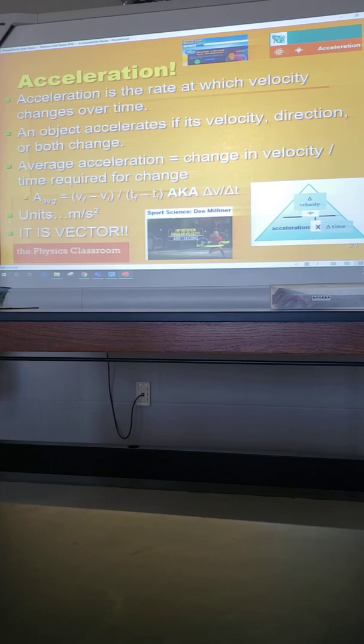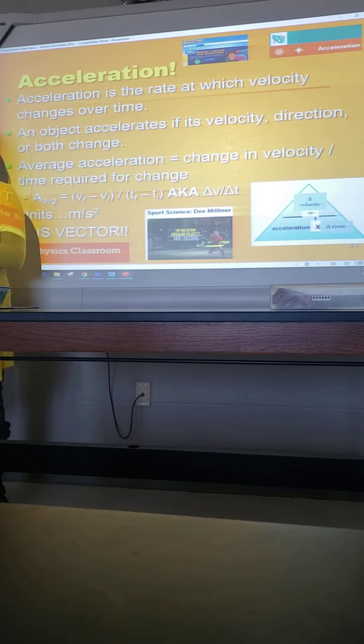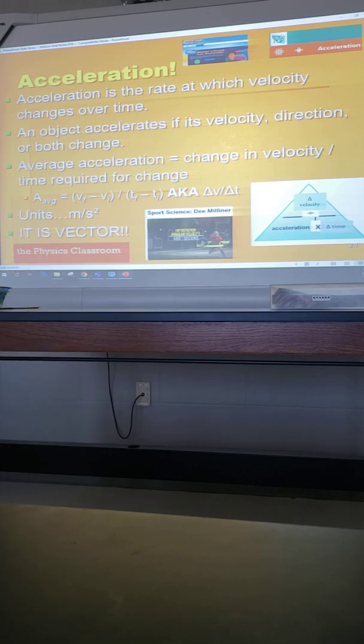Acceleration is also a vector because it has velocity in it, so that's what makes it a vector. You guys are really good at identifying that velocity is a vector. I even heard people saying VV. Remember, SS for scalar and speed, VV for vector and velocity. Because velocity is part of acceleration, by default it makes acceleration a vector as well.